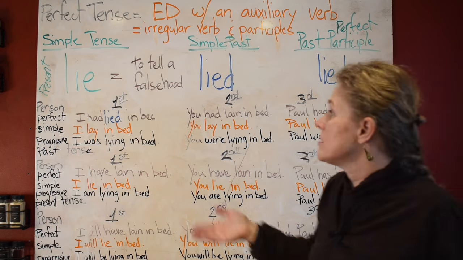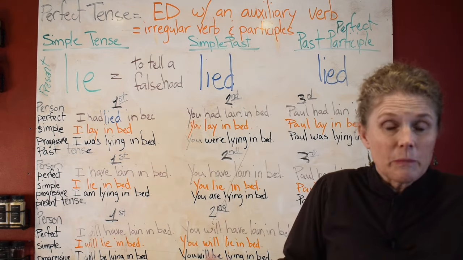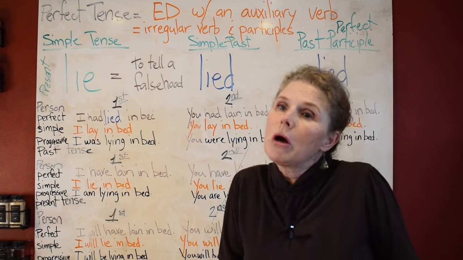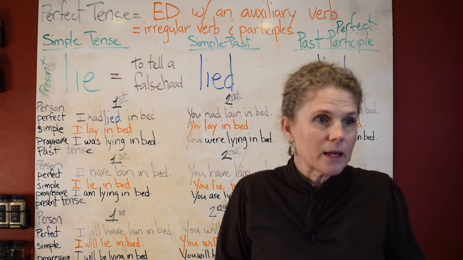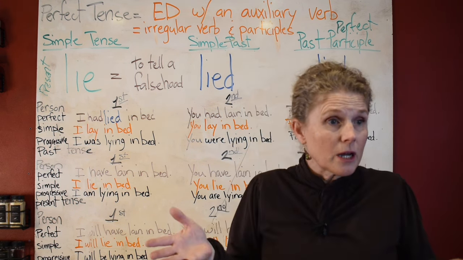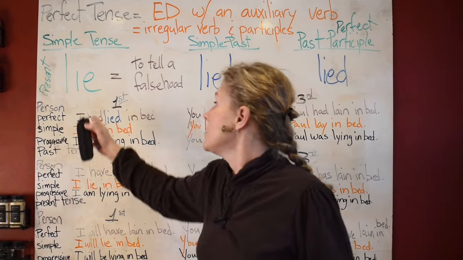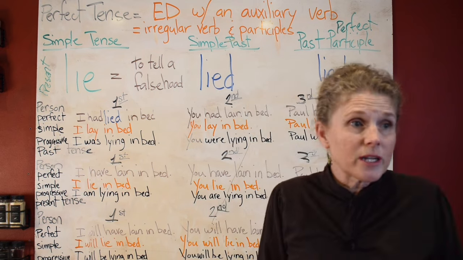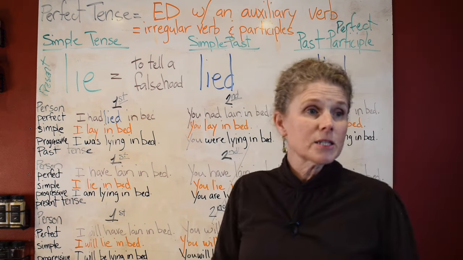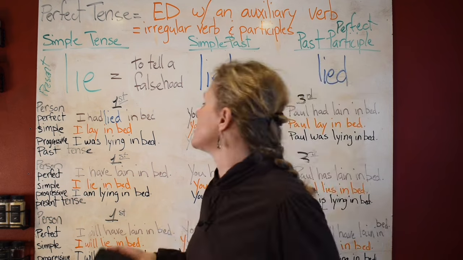But I had lied in bed. That would be really confusing because this means you're telling a lie in bed. And probably most people are not going to tell a lie in bed. Do you tell lies when you're sleeping? No. Okay, so let's put on a different preposition. This lie is still an intransitive verb. The other lie is an intransitive verb.